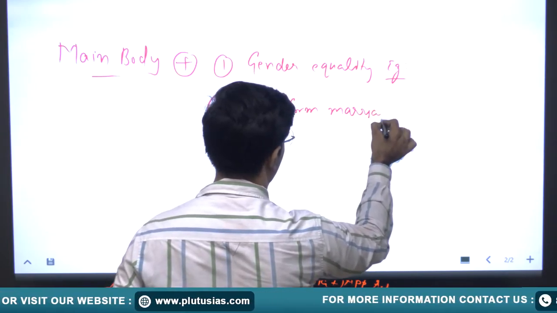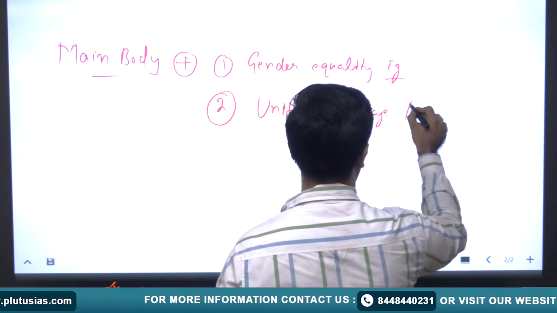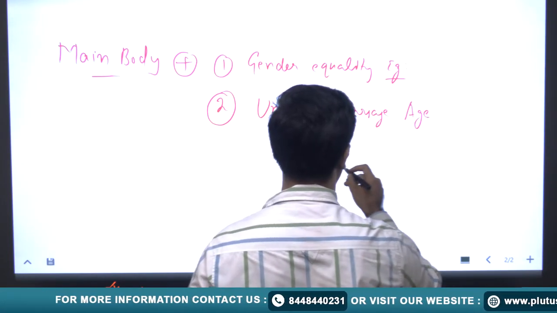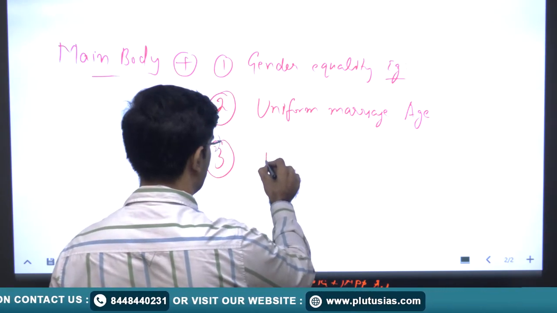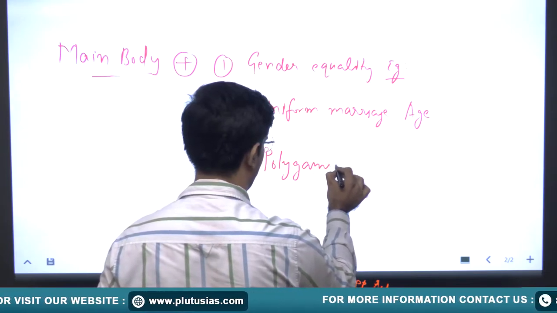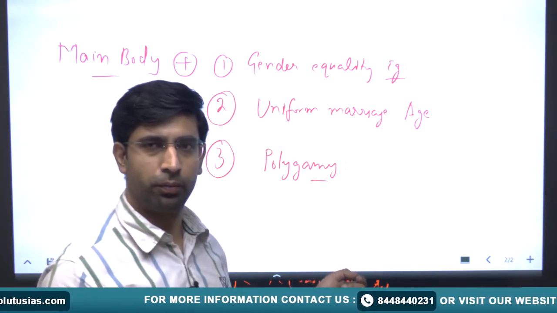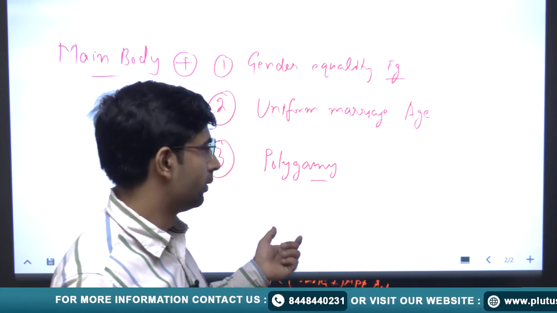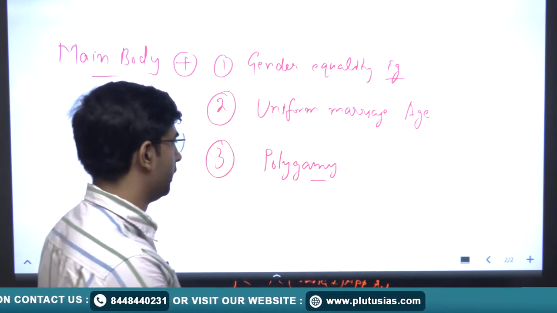uniform marriage age. Now there are different marriage ages for different communities. It creates problems. Third, polygamy. Some religious communities have rights regarding polygamy, so there is no uniformity regarding polygamy. After enactment of a uniform civil code, there can be uniformity.